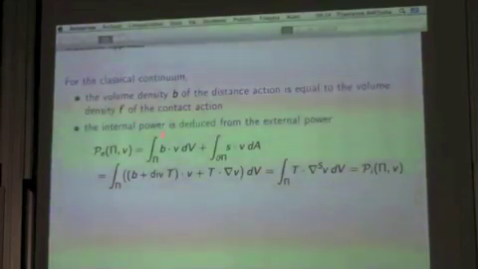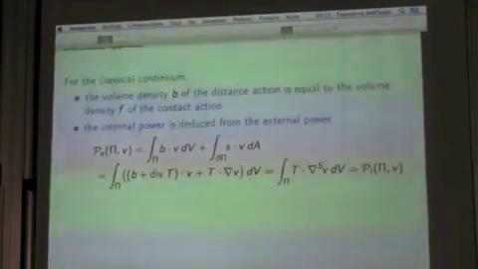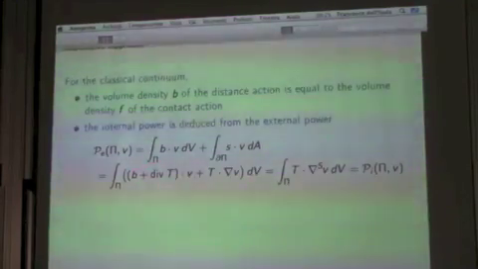You deduce it simply by taking B. This divergence of T is the small f. You put them together, and you use the divergence theorem, and you automatically get the internal power. It is deduced and not separately assumed.